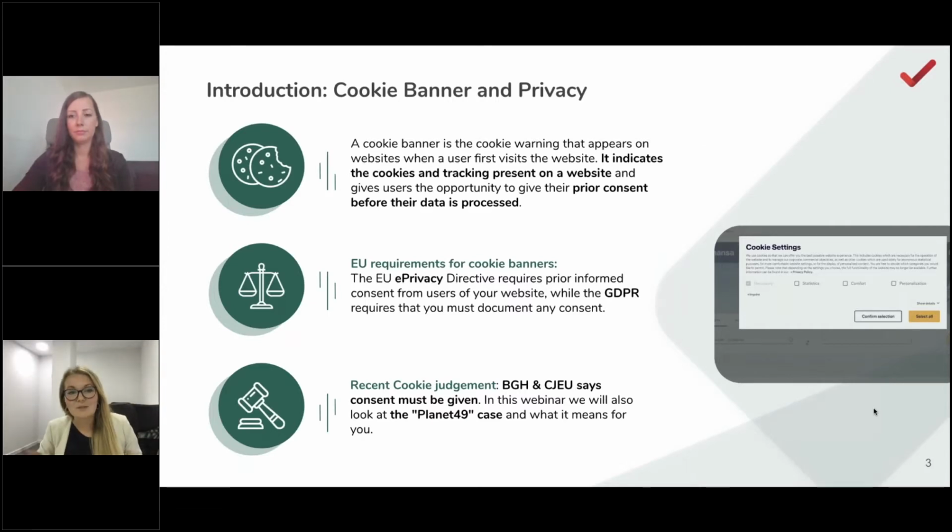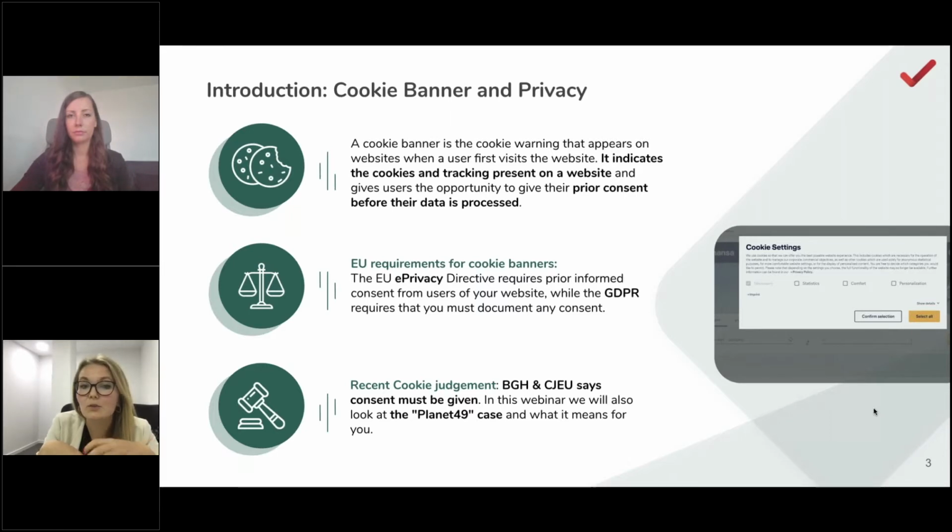So to start with an introduction, cookie banner and privacy, which is the topic of today, I want to start maybe just very briefly explaining what a cookie banner is in case you are wondering. It's the cookie warning that appears on websites when a user first visits them, which indicates which cookies and which tracking is present and used on the website, and it gives the users the opportunity to decide. Do I want to consent into processing my data here, or do I choose to not consent into that and not have my data processed by the website?